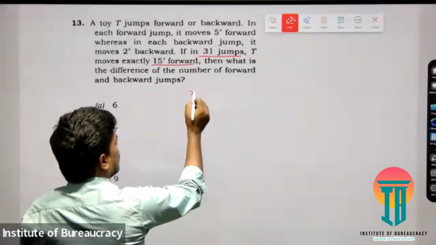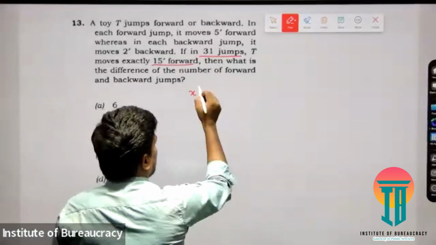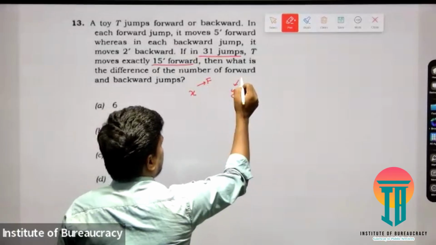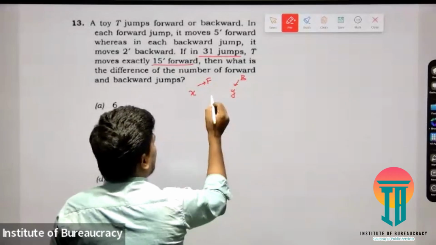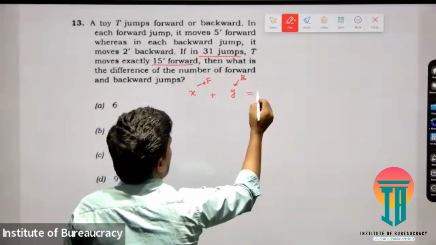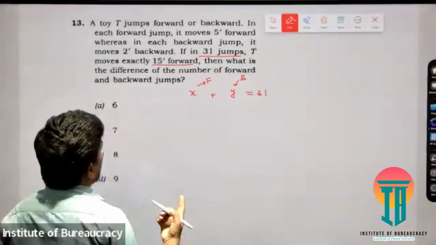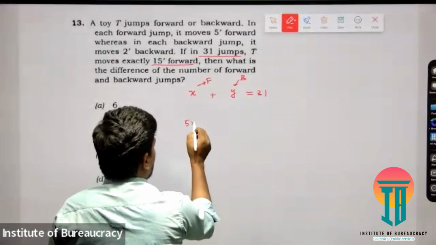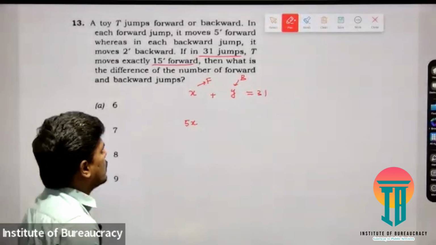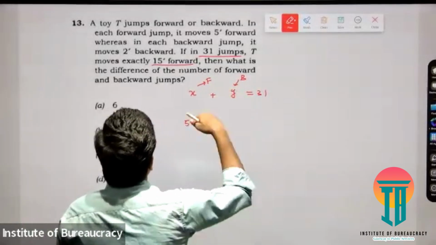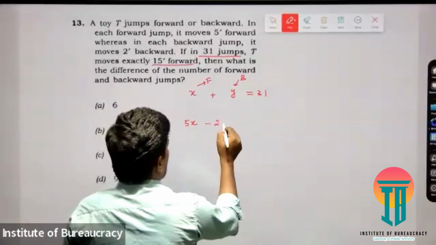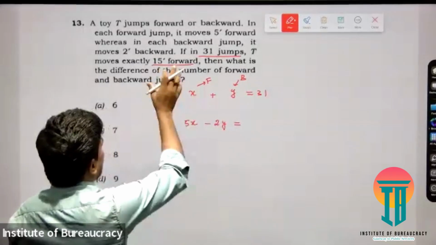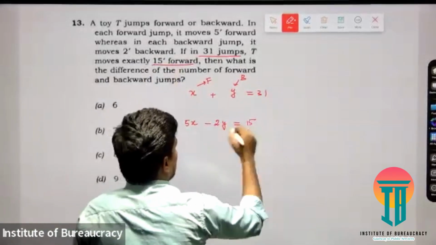So let us take the number of forward jumps as X. This is the forward jump number. Backward jump number, let us take Y. This is backward. Total jumps is 31. X plus Y is equal to 31. For each forward jump, he moves 5 inches forward. That is, X forward jumps means 5X would have moved forward. For each backward jump, 2 inches backward. That means minus 2Y. Totally, after these X and Y forward and backward jumps, he has gained 15 inches forward.